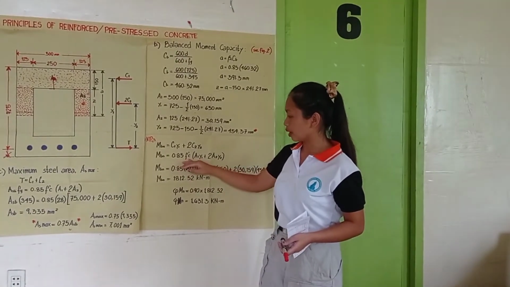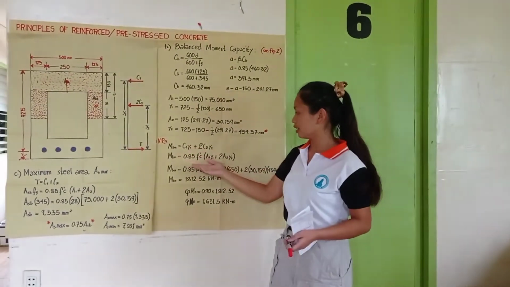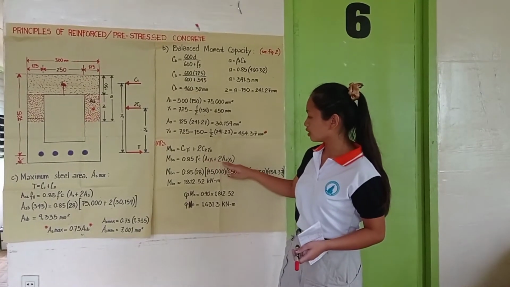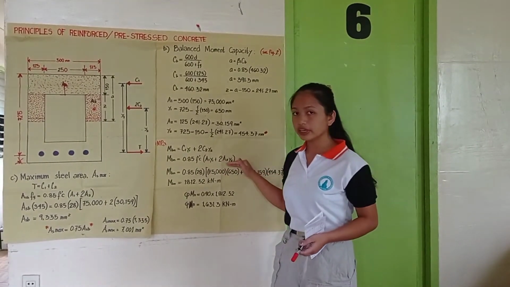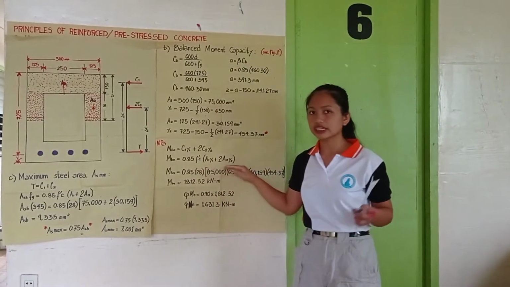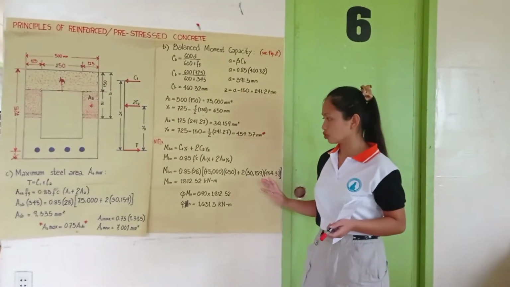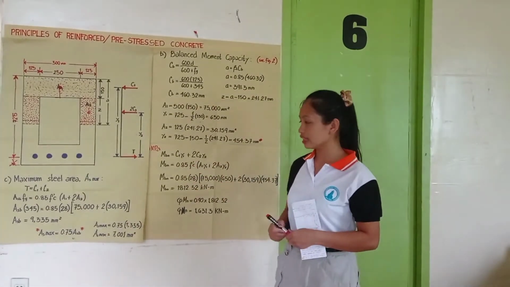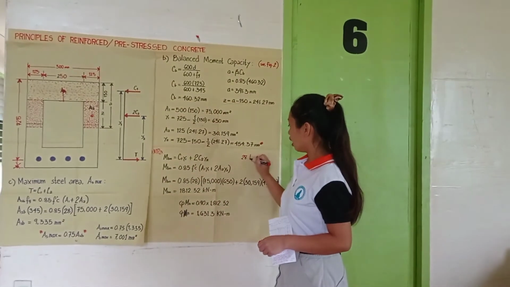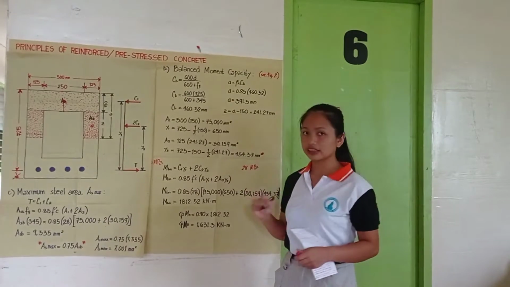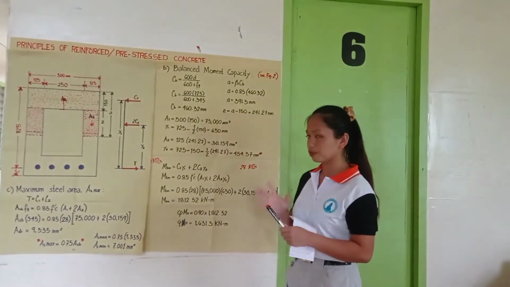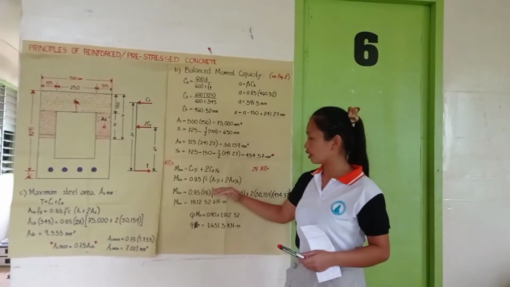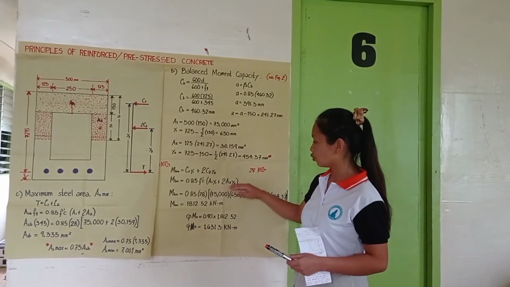0.85 times F prime of C, that is for C, right? Times A1 Y1 plus 2 A2 Y2. So we will use this formula for the simplicity of our solution. So that is 0.85 times the value of our F prime of C, that is 28 MPa. Let us not forget the value of our F prime of C, times the quantity A1 Y1 plus 2 A2 Y2.